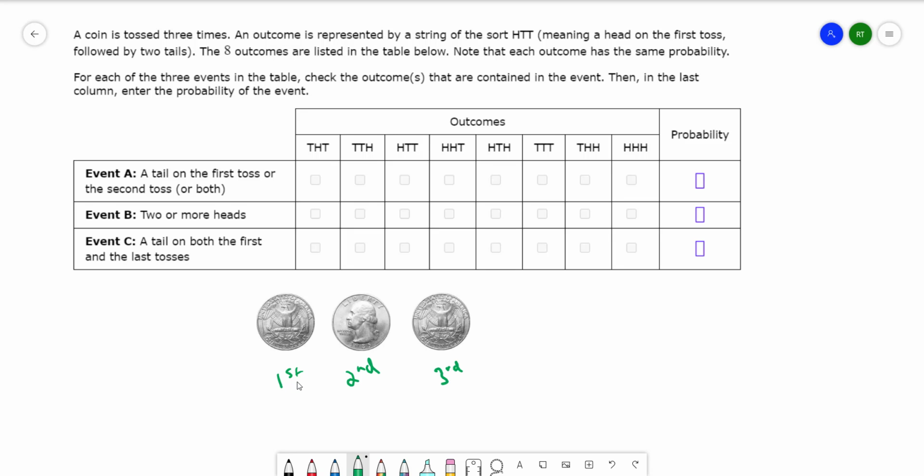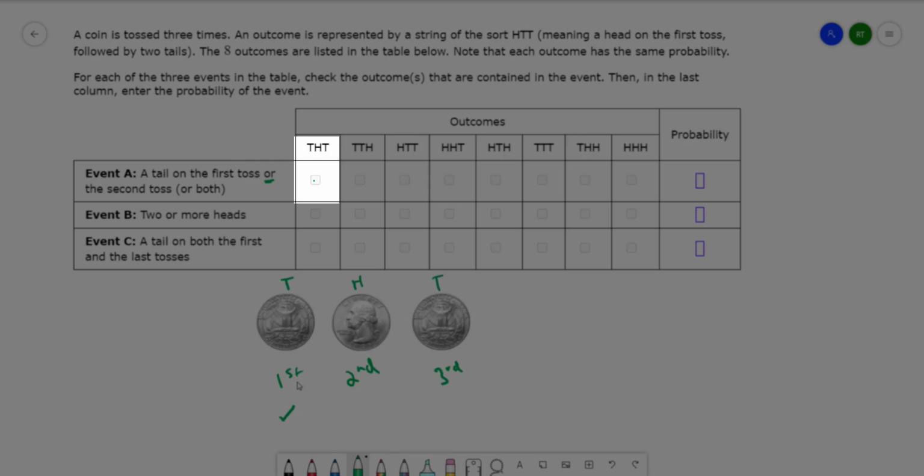So when I read event A, I'm just checking, did I meet those conditions? Did we get a tail on the first toss? Check, we did get that. Or the second toss. As long as it's true for one, you have a tails on the first or the second, you are going to put a check in that box. So THT, remember, T is tails, it landed on tails, then heads, then tails. So I can see here that I do have a tail on the first toss. Therefore, I would put a check on that box.